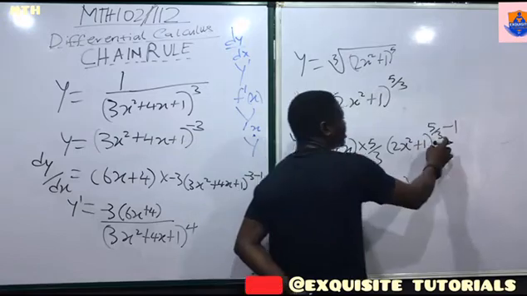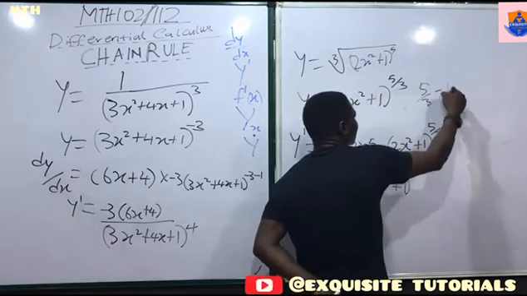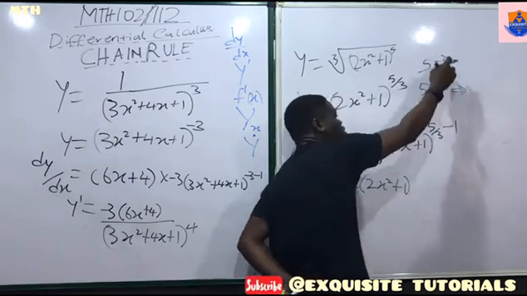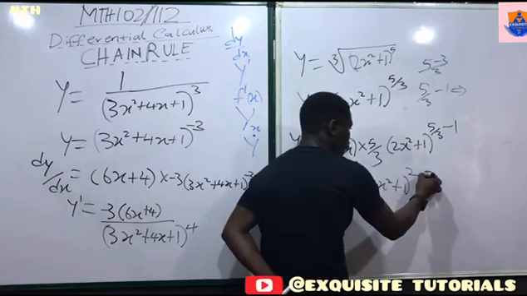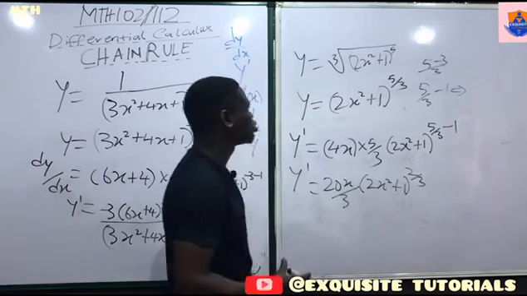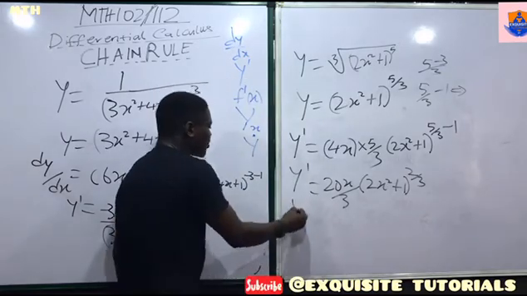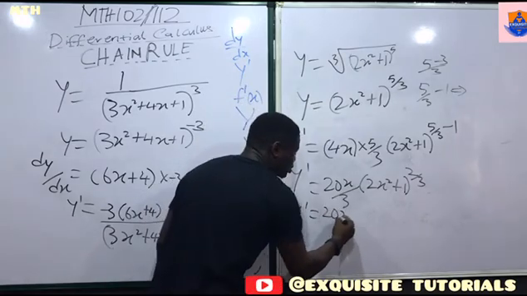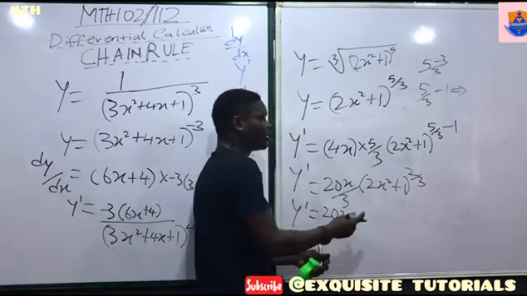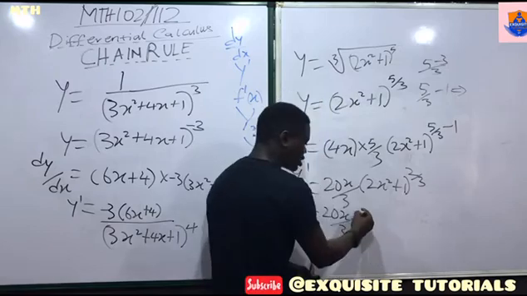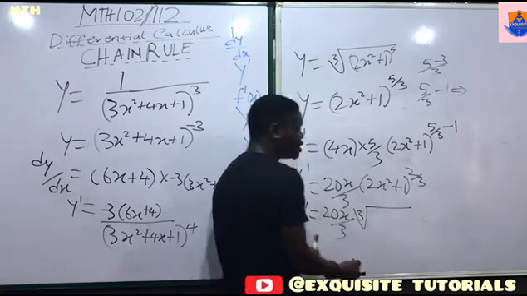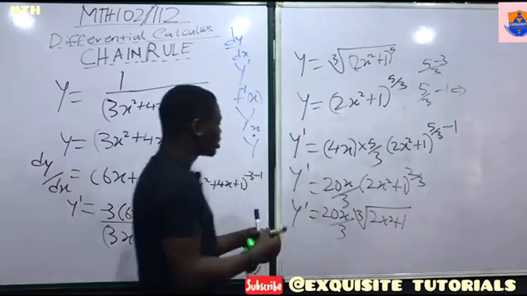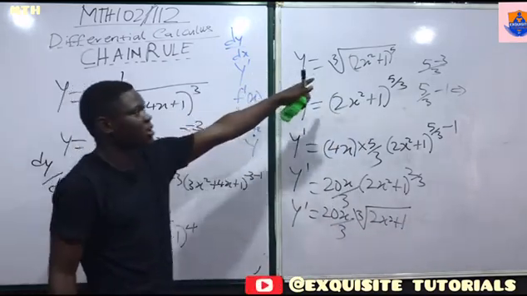Then when I do 5 over 3 minus 1, that is the same thing as 5 minus 3 over 3, which is 2 over 3. So this is 2 over 3. You can leave your answer in this form, or you can also write it to look like the original question. So this can be written as 20x over 3. Then this 1 over 3 here can be written as cube root. Remember we said that in indices, 2x squared plus 1. So that will be your dy dx if y is this.